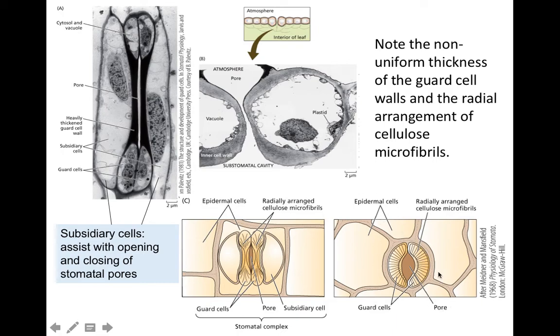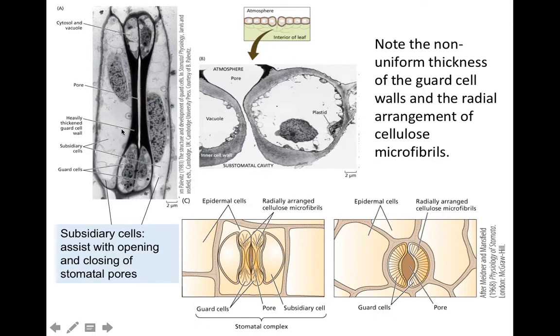The guard cells here, this is what a kidney-shaped cell looks like in cross-section. They also have a differential thickness in the cell wall. And they also have these radially arranged cellulose microfibrils in the cell wall. And this is really important because this cell wall here is thicker than the outer cell wall. And also, because these are arranged radially, it's much stronger and less flexible. So when these cells fill with water, this part, the outer part, is going to expand more than the inner part, and the pore is going to open. Okay? So the structure of these cells is critical to how they function.